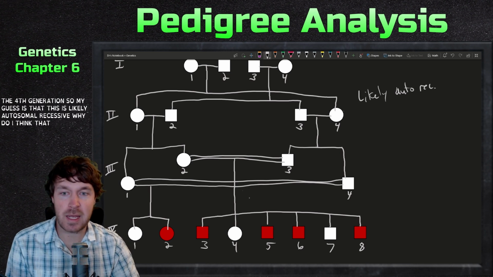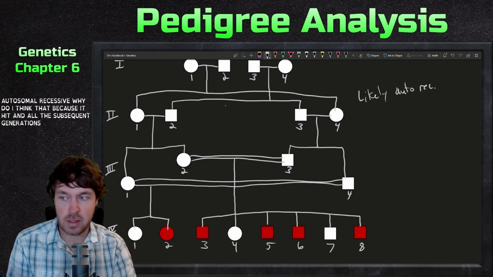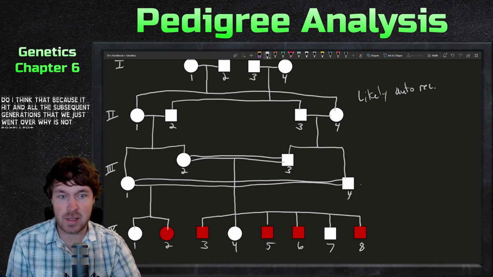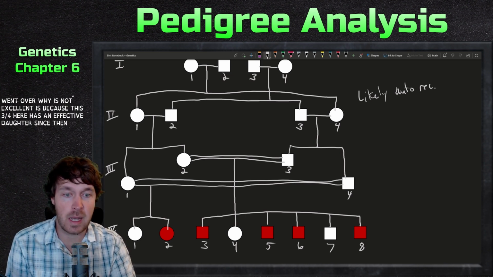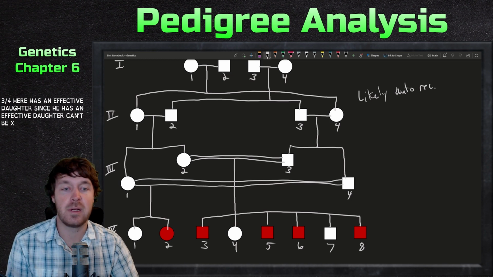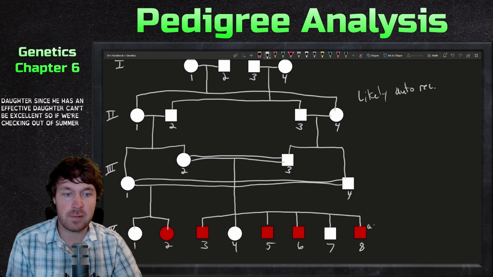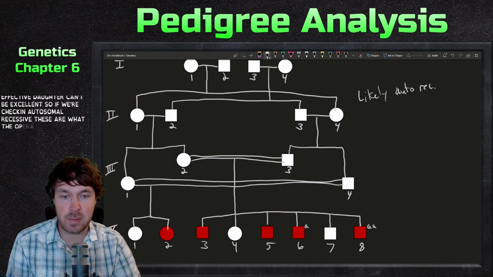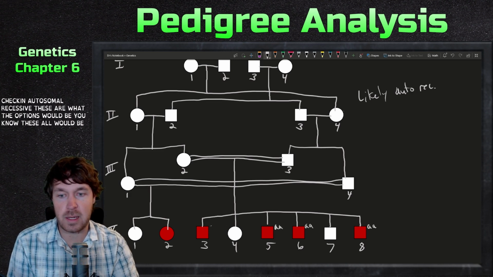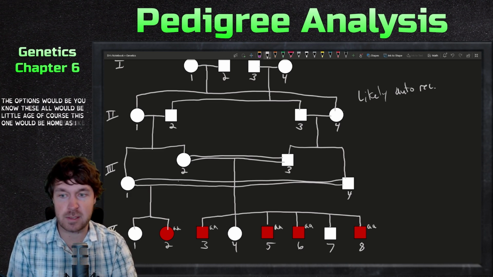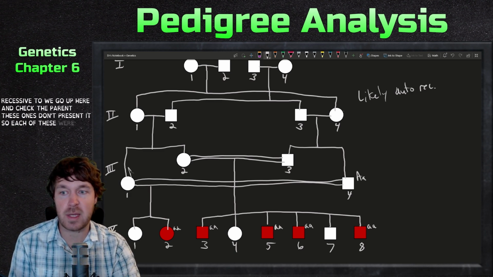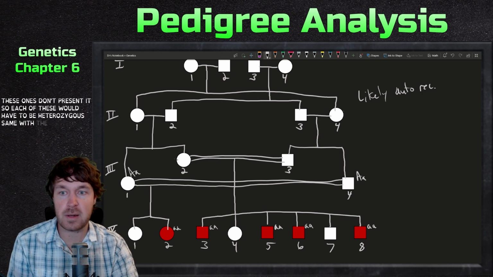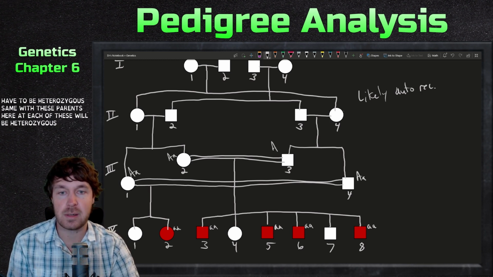Why do I think that? Because it hid in all these subsequent generations. We just went over why it's not X-linked. It's because this 3-4 here has an affected daughter. Since he has an affected daughter, it can't be X-linked. So if we're checking autosomal recessive, these are what the options would be. You know, these all would be little a's, of course. This one would be homozygous recessive too. We go up here and check the parents. These ones don't present it, so each of these would have to be heterozygous. Same with these parents here. Each of these would be heterozygous.